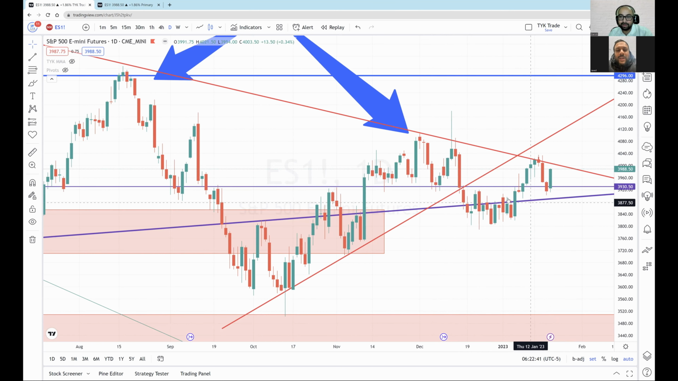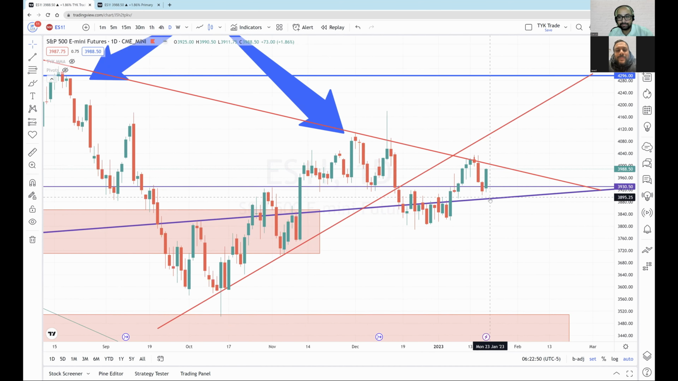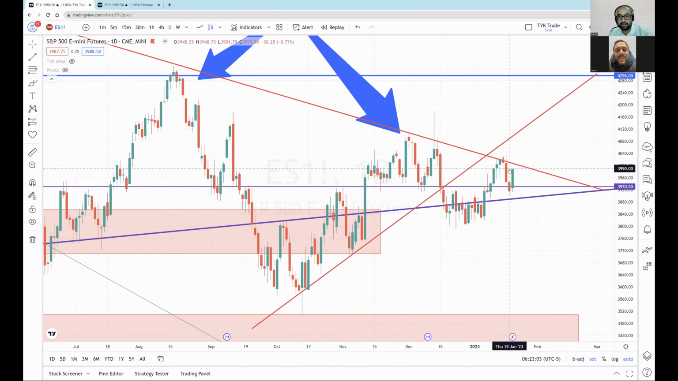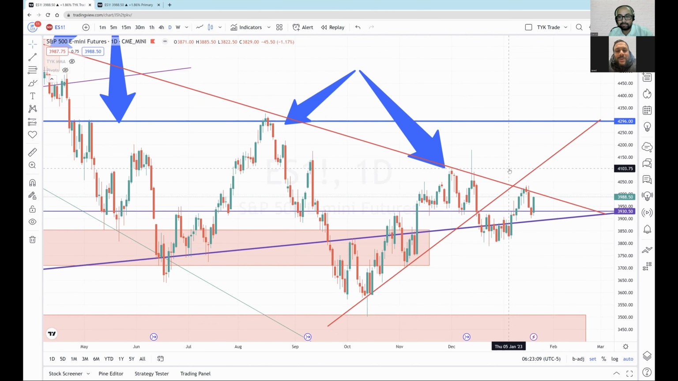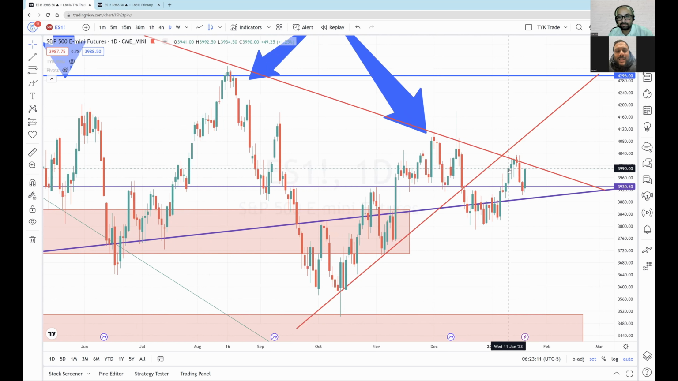Yeah. When we break this line and retest it from the bottom, how am I going to use my words here? Go above it and then come down and retest it underneath us. That is going to be very interesting, I'm going to say, because I've been faked out so many times last year. I don't get prematurely too excited, but that would be exciting.